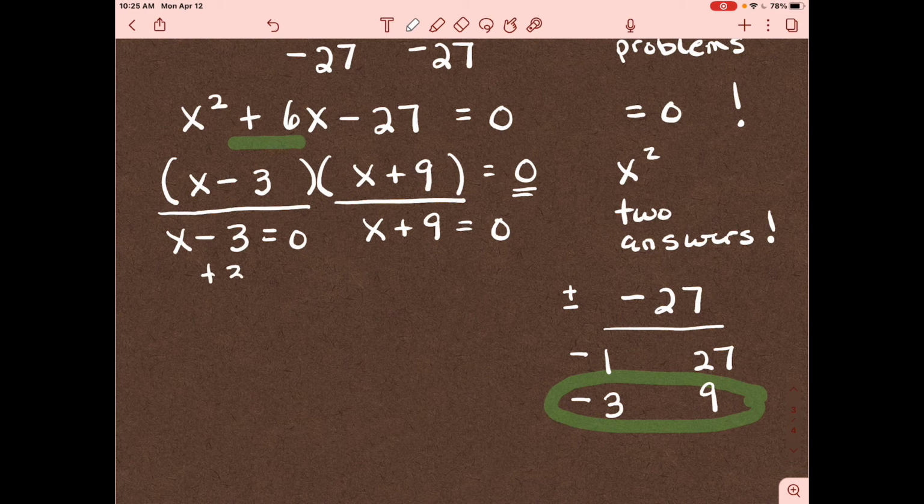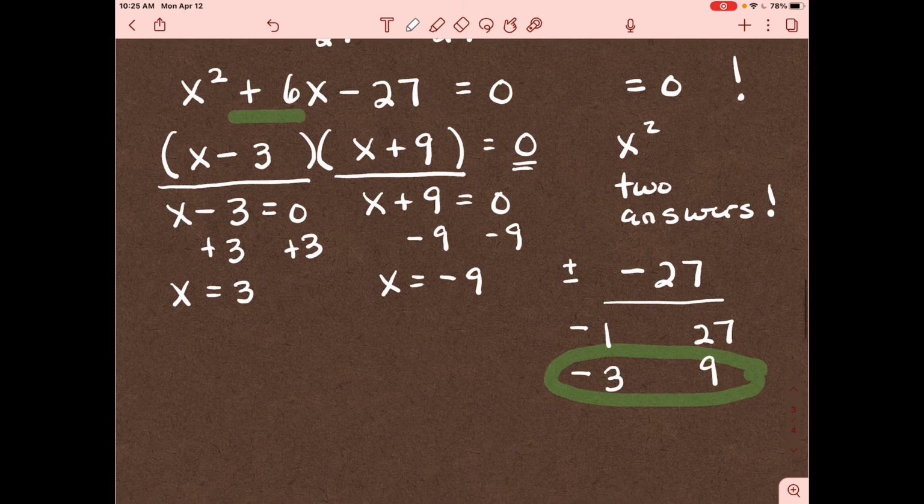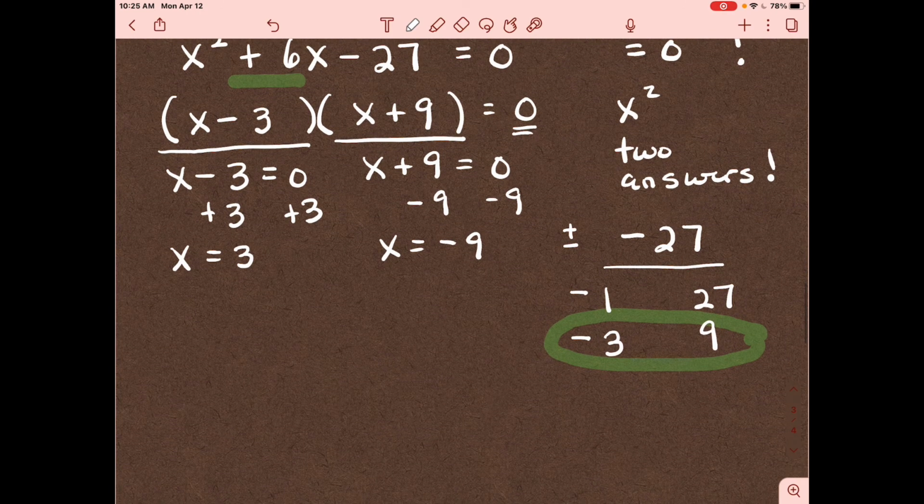So I'm solving this, and I get x equals 3. I'm solving this, I get x equals negative 9. All right, what does this mean? I have two answers, right? Well, this is the reason why we're looking at this.